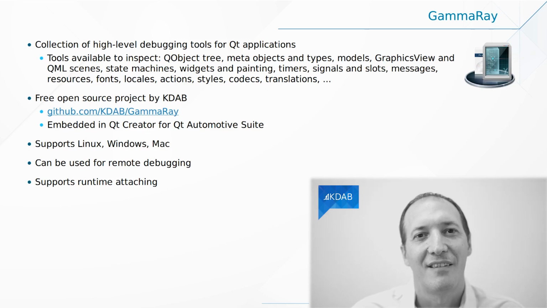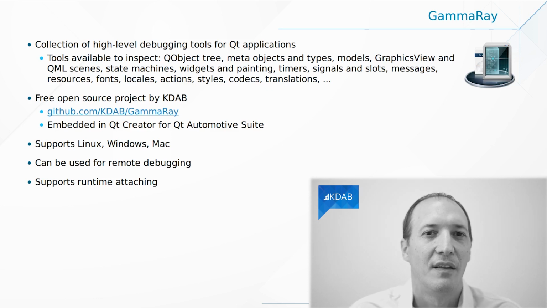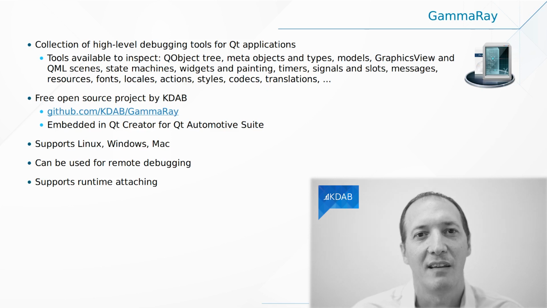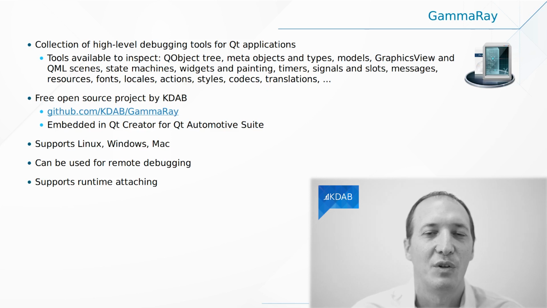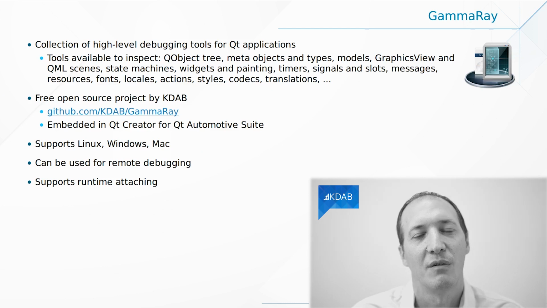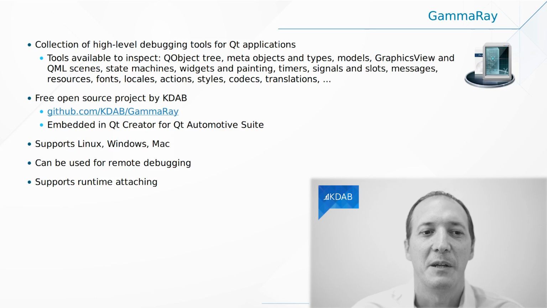and know more about your application. It's not a debugger per se. It's not going to go step by step in your code. This is much more like getting an overview of your Qt application and everything that it has created. And it's a way to debug problems like, why is this widget not big enough? Is the minimum size wrong? Is the size policy wrong? And so on. You can get information about all of these properties from GammaRay. It even supports remote debugging if you're doing embedded development, and it supports attaching to a running application, which is also quite interesting.